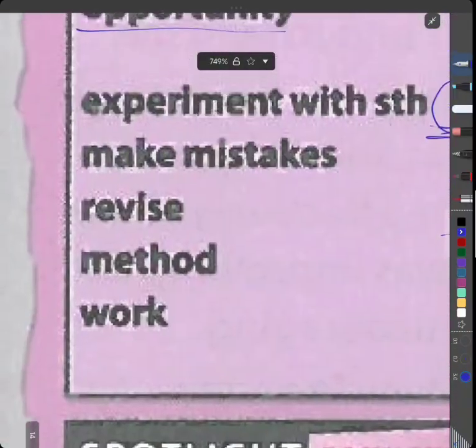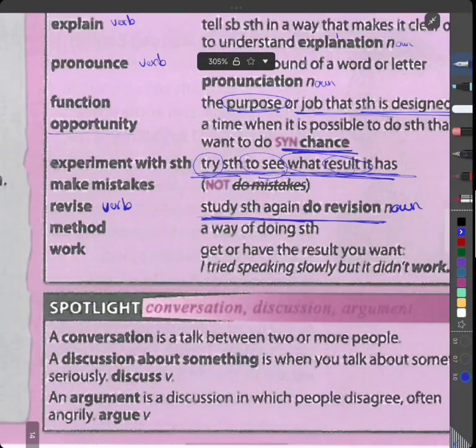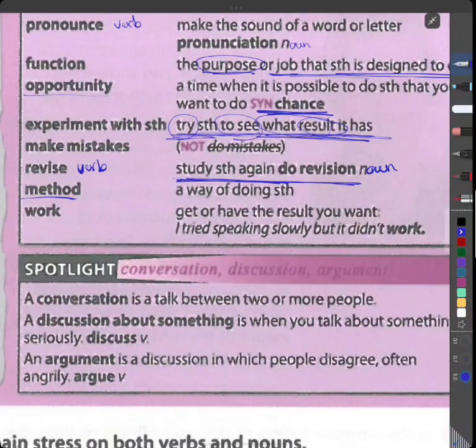And revise is verb. Method, a way of doing something. Work means get or have the result you want. For example, you say, my computer isn't working.